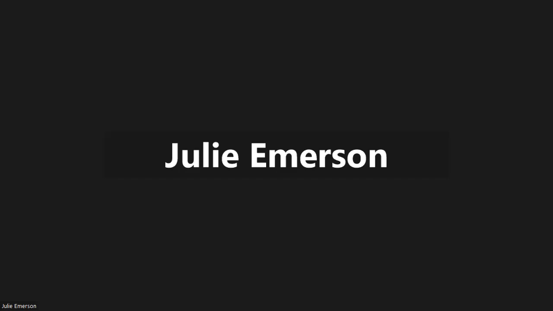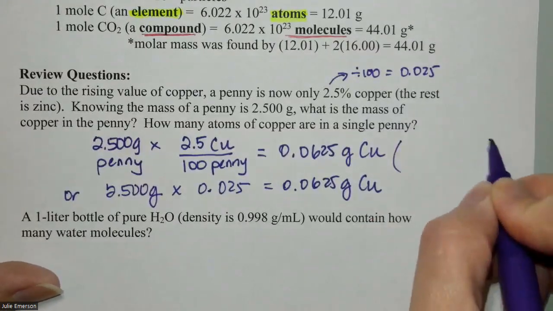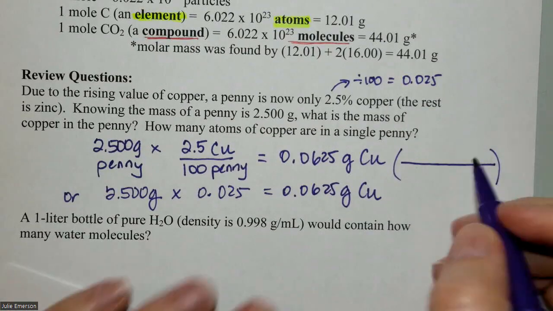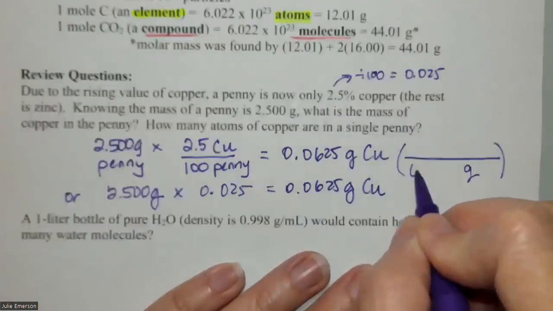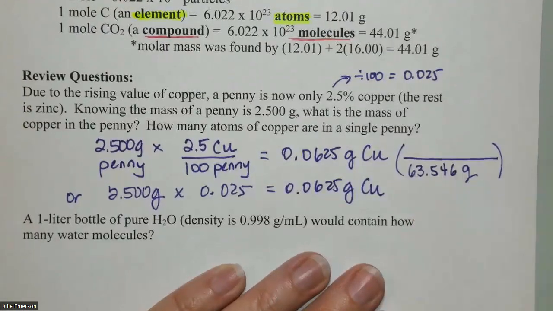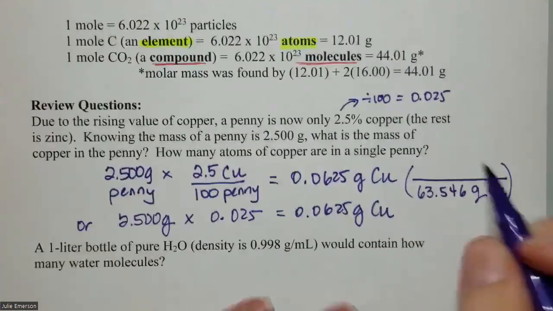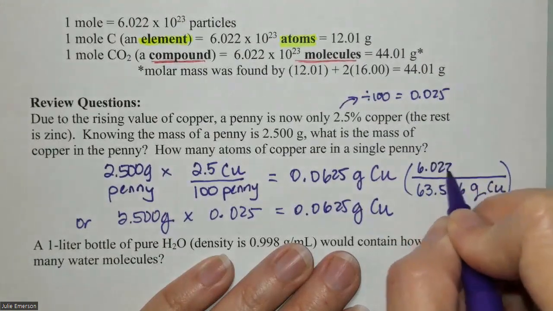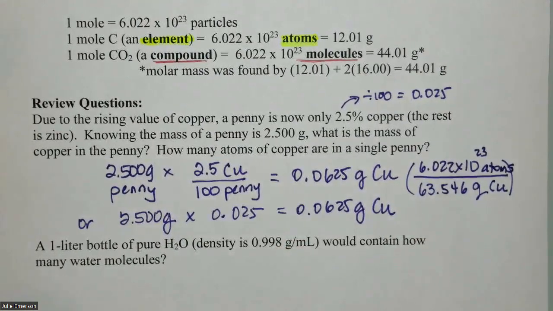So if I have 0.0625 grams of copper, if I want to figure out my number of atoms, what I know is when I look at my periodic table, I know grams is going to go on the bottom to cancel out. My conversion is 63.546 or 63.55, depending on if you want to round. That is the mass of copper for 1 mole of copper. But I want to know how many atoms. So 1 mole is 6.022 times 10 to the 23rd atoms. And again, atoms because it's an element.